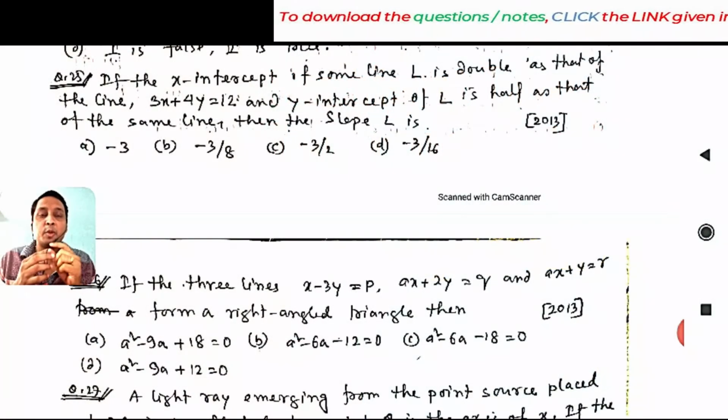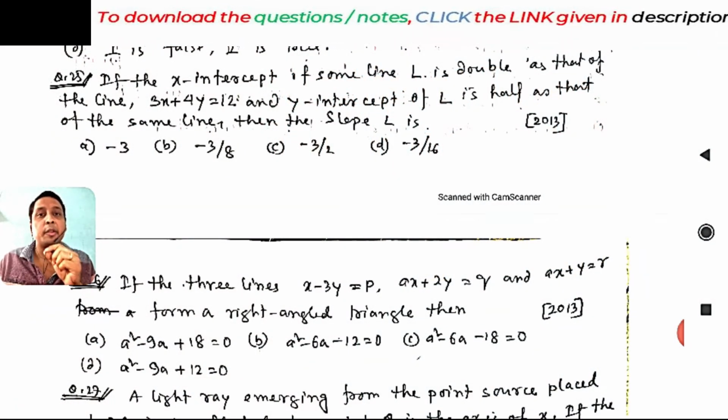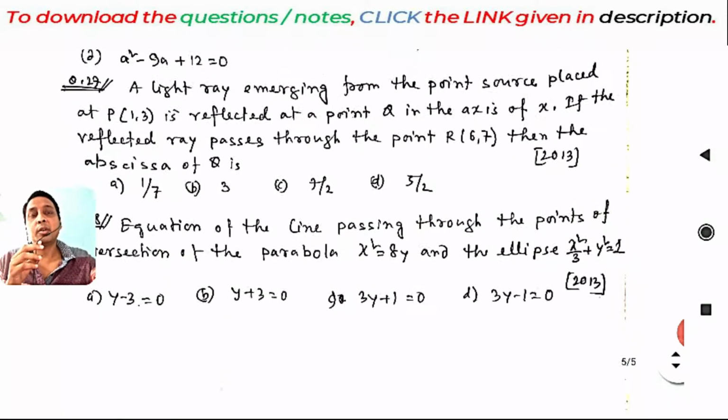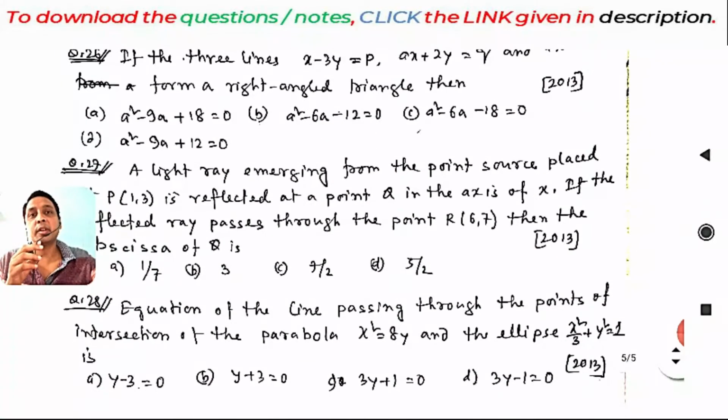Okay students, welcome all to this new lecture on intermediate level. Here we are solving previous year JEE Main questions on coordinate geometry, straight line. So today we will be solving 4 questions, from question number 25 to question number 28: 25, 26, 27 and then 28. Okay, then let's try to solve these questions.